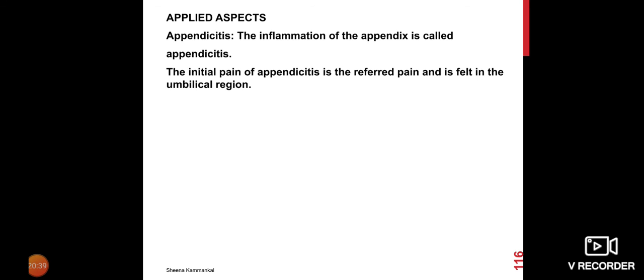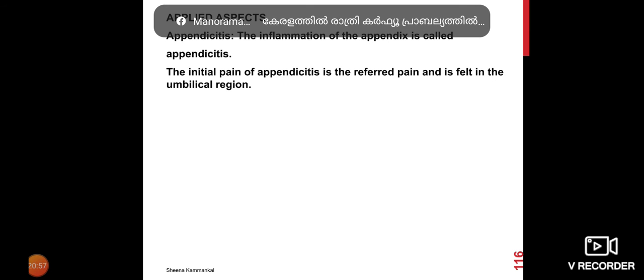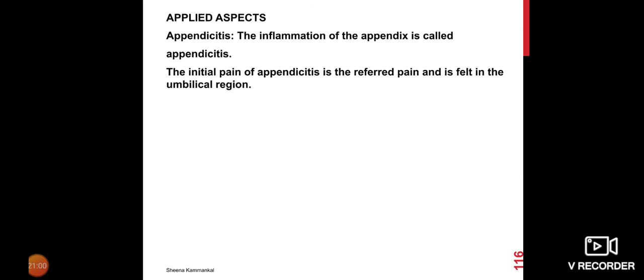Clinical condition: appendicitis, the inflammation of the appendix. In the initial stage of appendicitis, the pain is felt around the umbilicus. That is the first symptom. Then later, from the umbilicus, the pain moves to the right iliac fossa, where exactly the appendix is located. So the pain of appendicitis is felt first around the umbilicus, then it is transferred to the right iliac fossa.